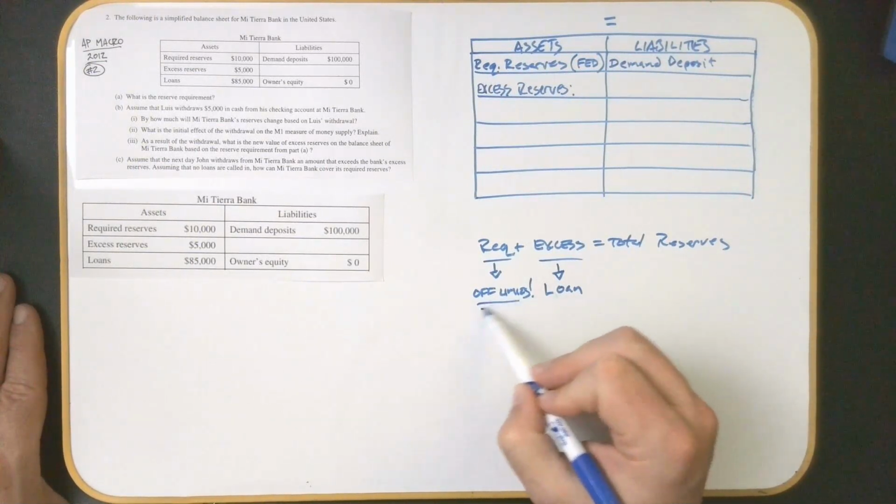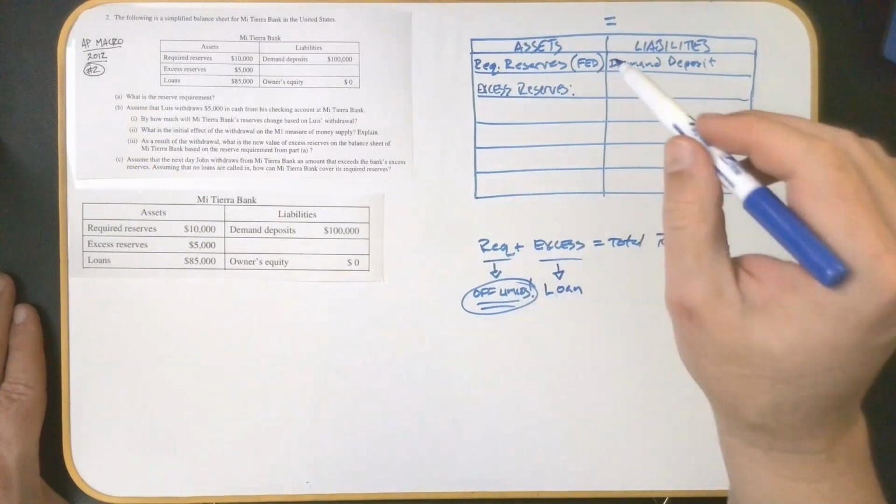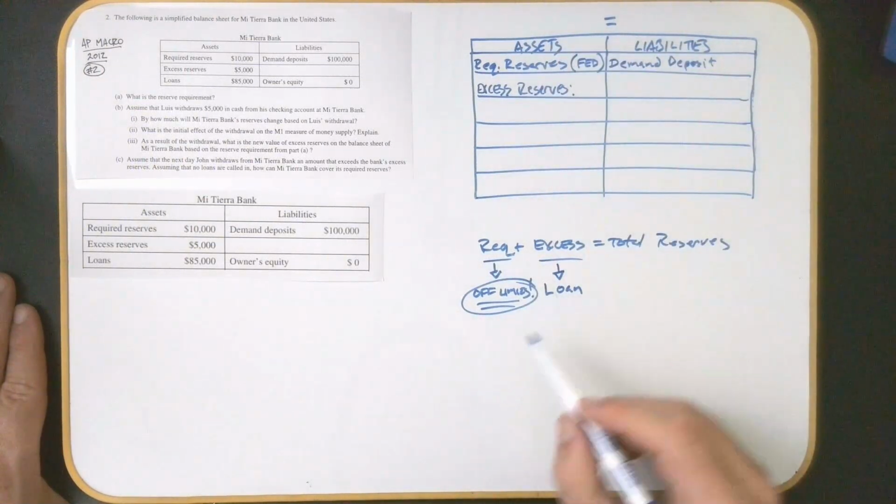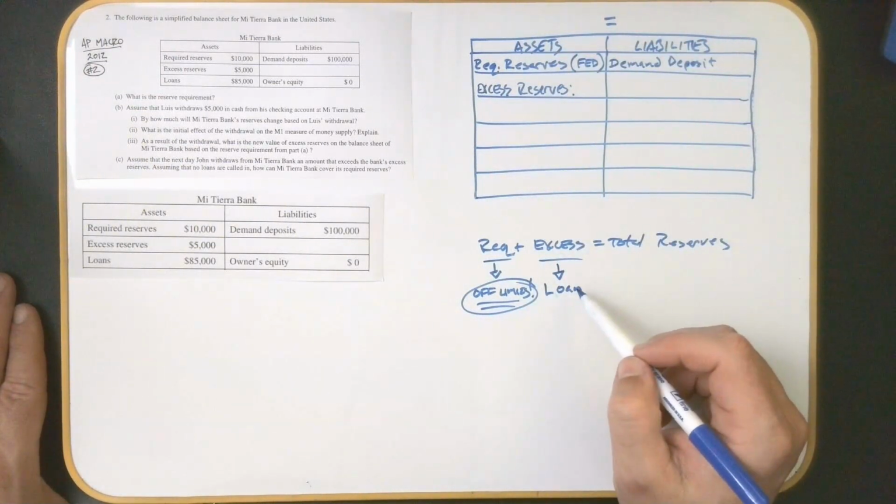Okay, it is off limits. They can't do anything in it. It has to be there. It's required that it's there. Okay, out of the excess reserve, loans can be made.